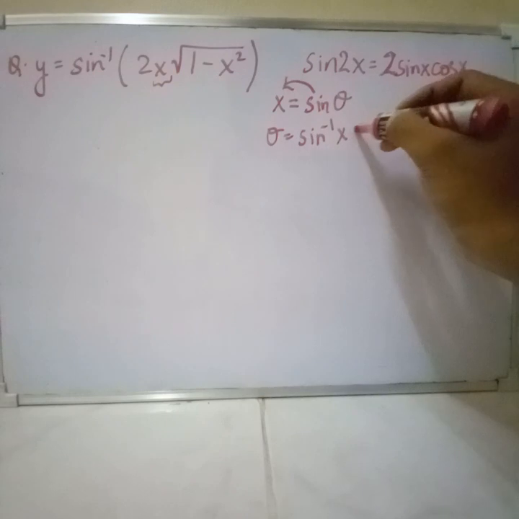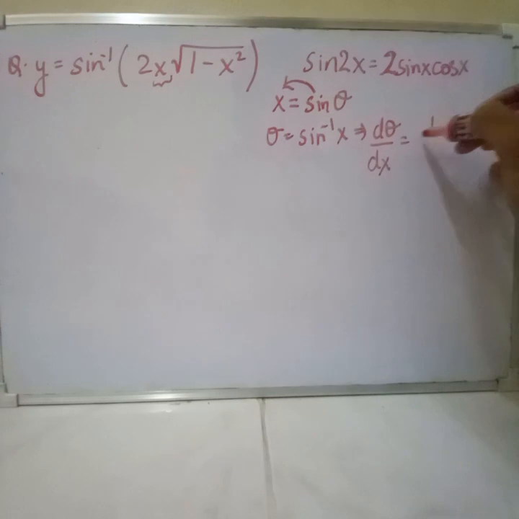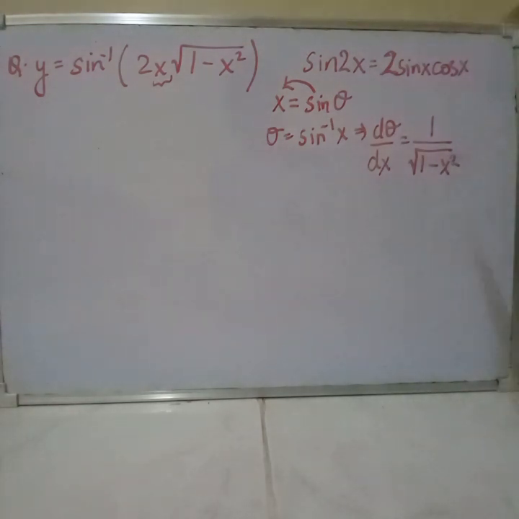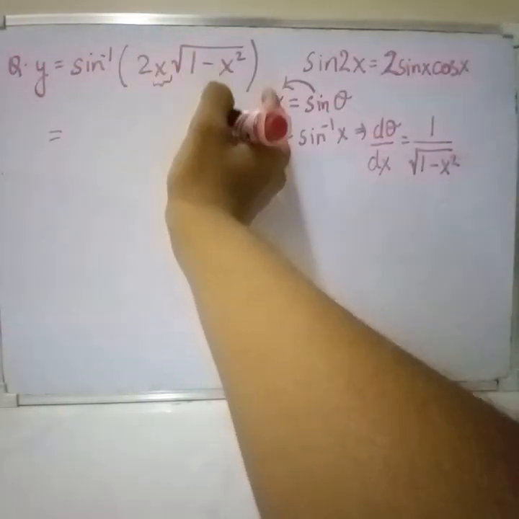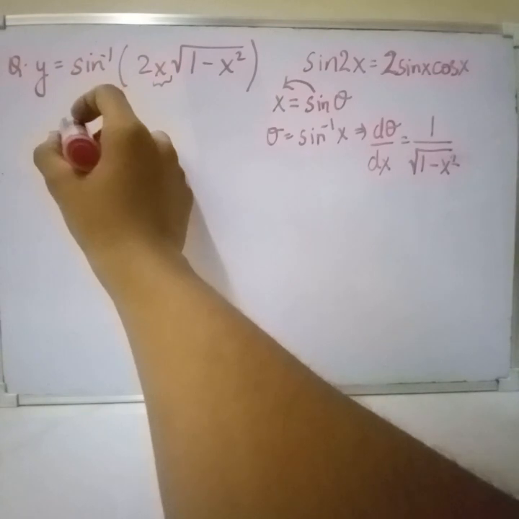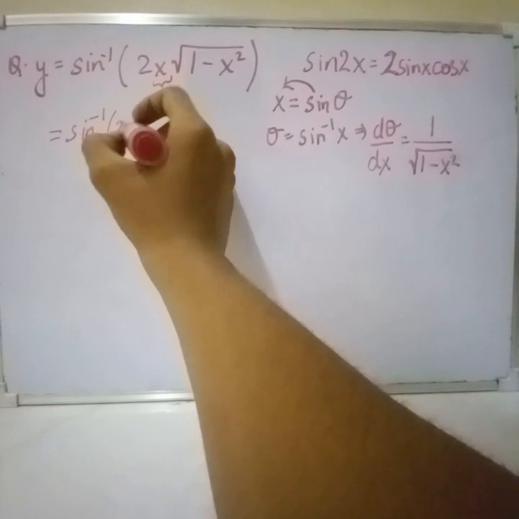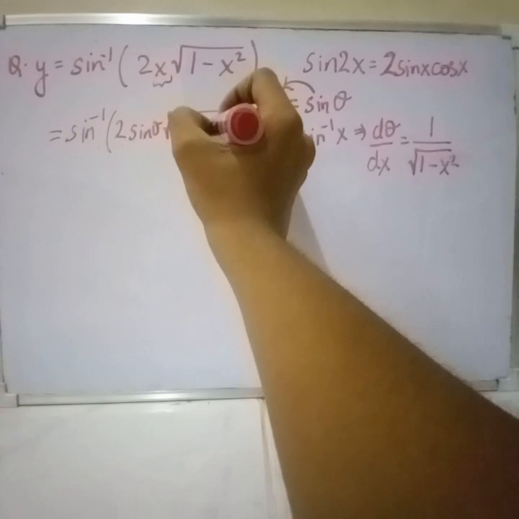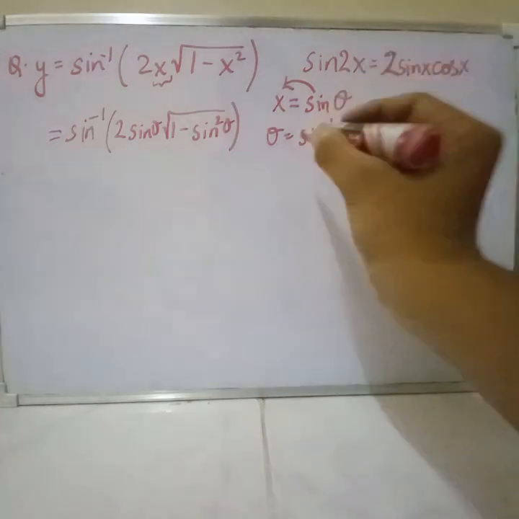So when you take the derivative, d theta by dx equals, this is the formula for sine inverse of x, right? 1 by root of 1 minus x squared. So this is the d theta by dx here. Now let's substitute all the x by sine theta. So y is equal to sine inverse of 2 sine theta, then the whole root of 1 minus sine square theta. Now here we have to apply another identity.